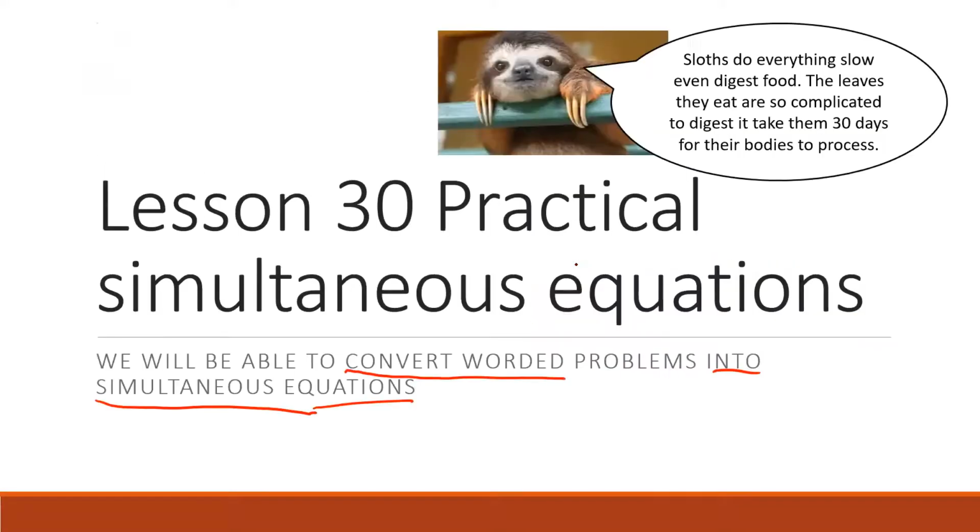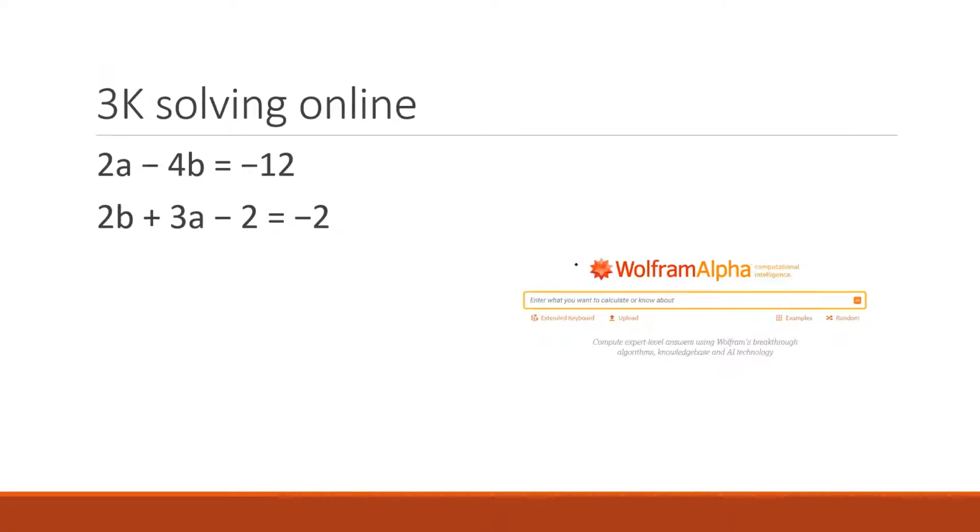Now for 3K, it is a little bit simple. And again, 3K is something that we would also be doing on the calculator. But because we don't have access to calculators, we're going to be using this program called Wolfram Alpha. I'll give you guys a link to that if you don't know what that is. But a lot of you guys might know what this is.